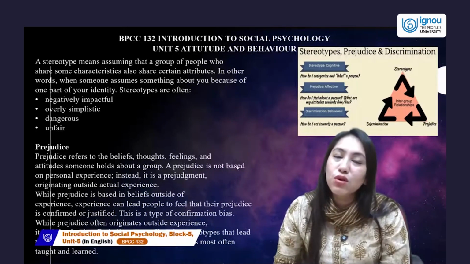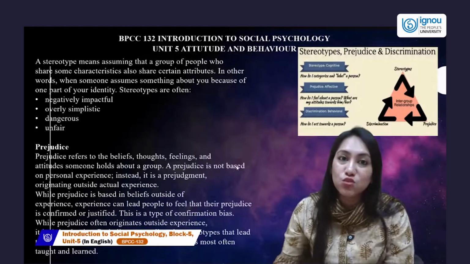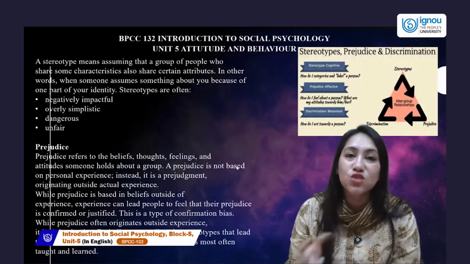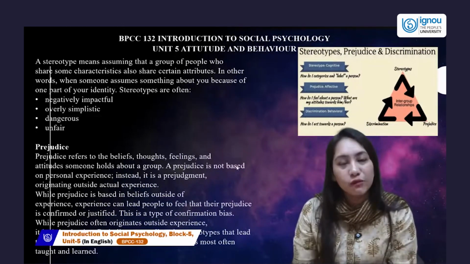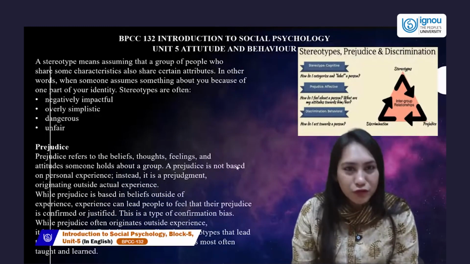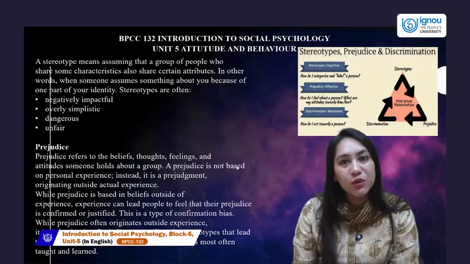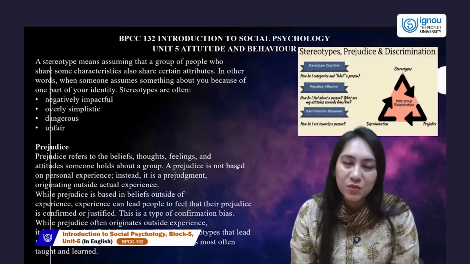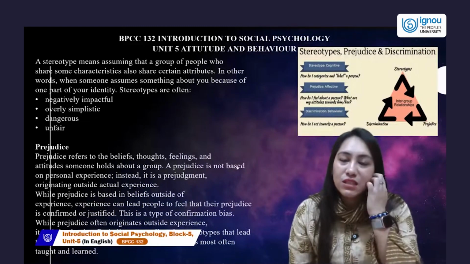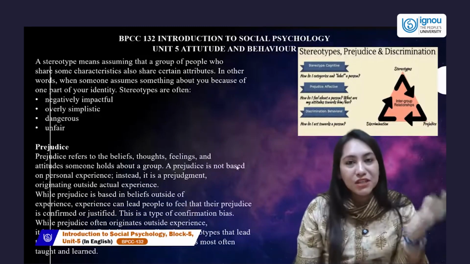This is also called confirmation bias, because as soon as your personal experiences justify a prejudice, it's called a confirmation bias. That will obviously change the way you think about these people, the way you act with these people, which is behavior. So let's understand attitude on the other end.